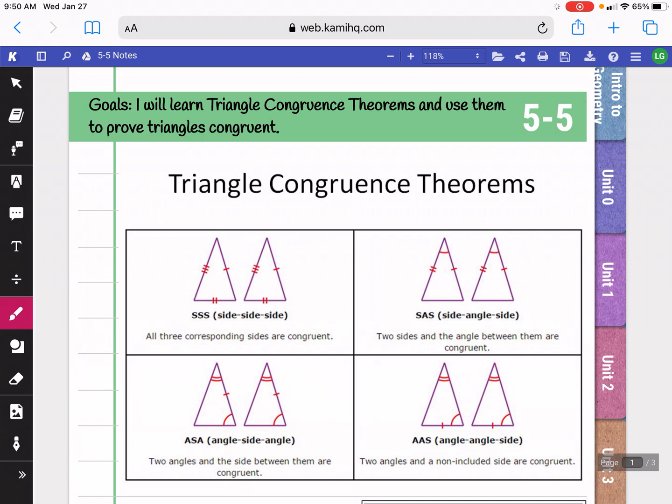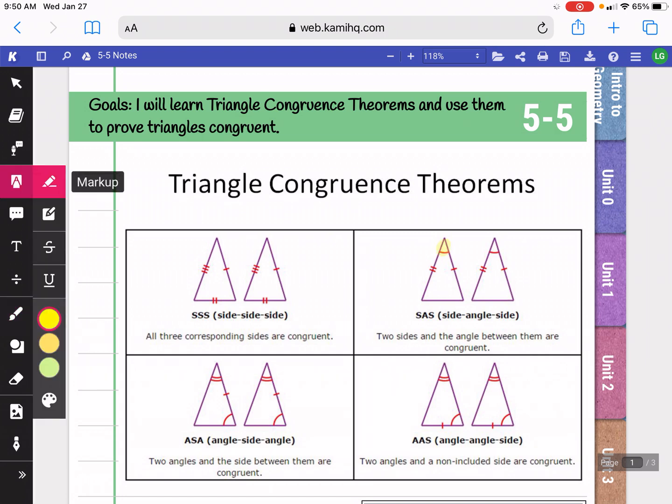You can also use SAS, which stands for side, angle, side. Here you would have two triangles that have two sides congruent and the angle in between those two sides congruent. So it has to be the angle that's in between those two sides. That's where they get the name side, angle, side. So it goes in order.